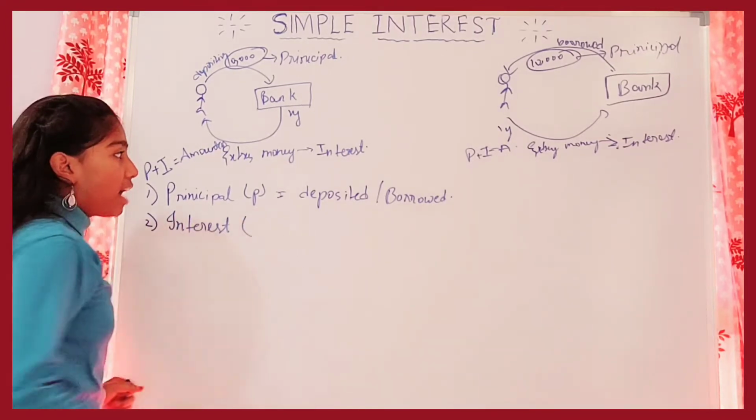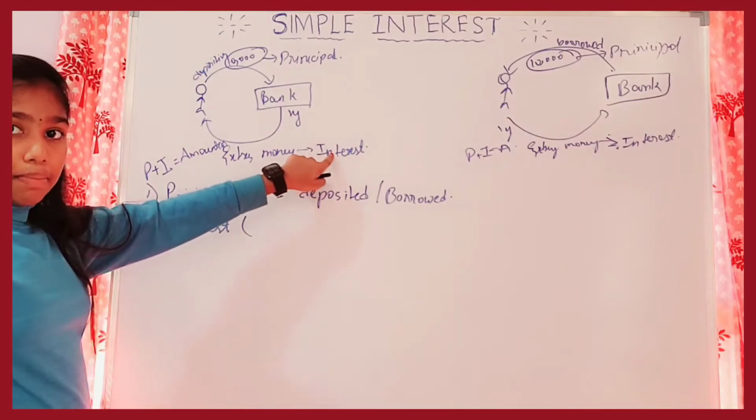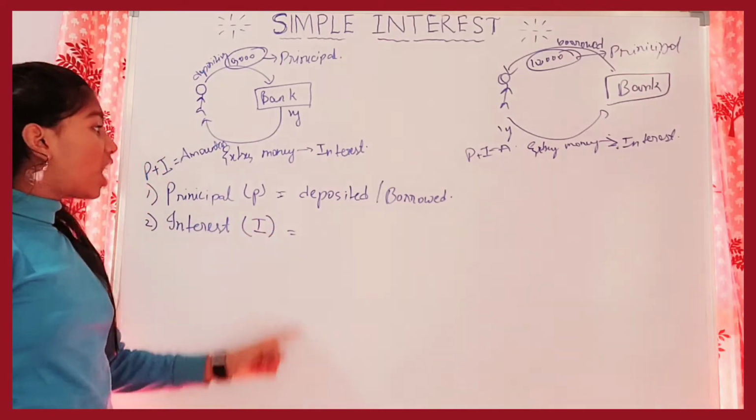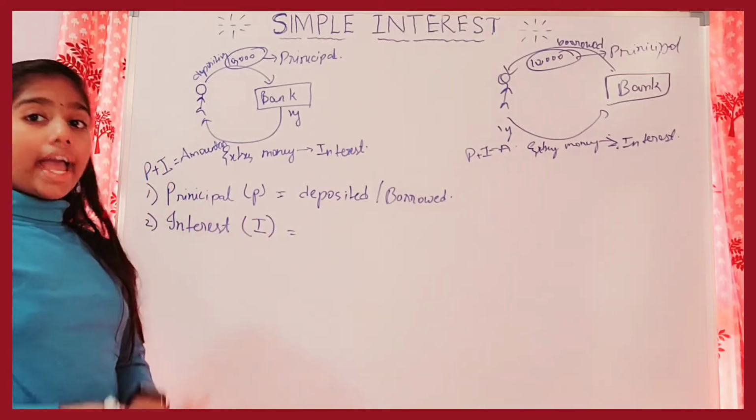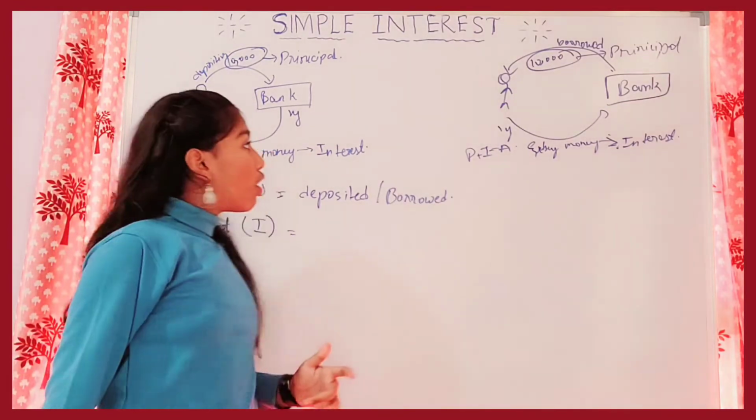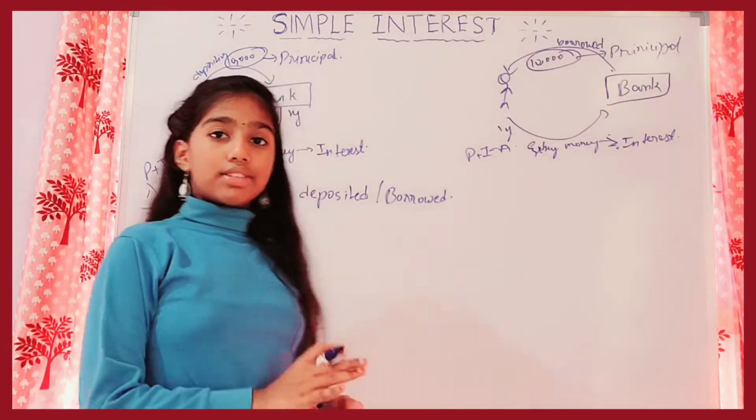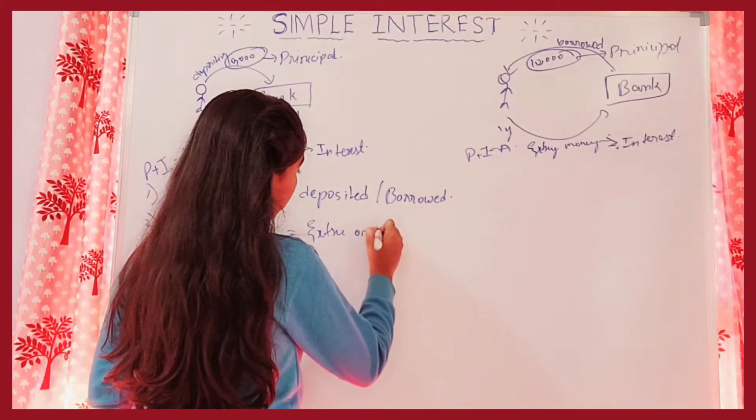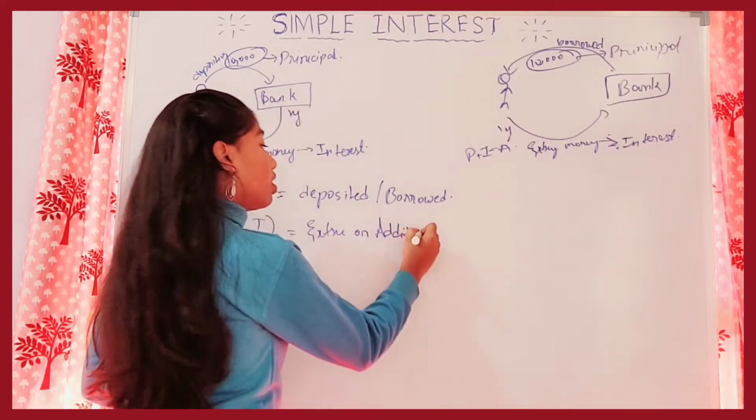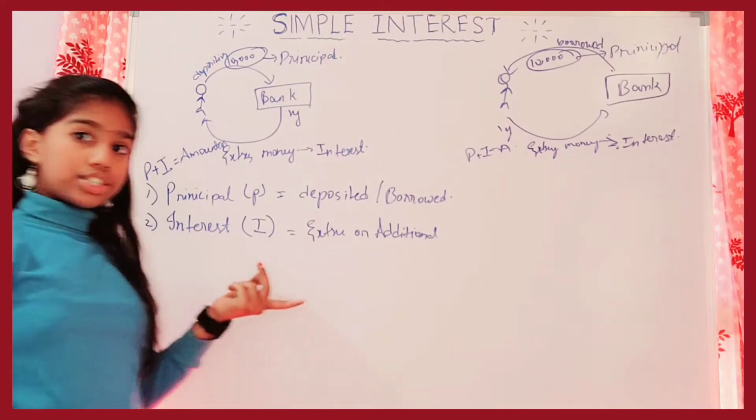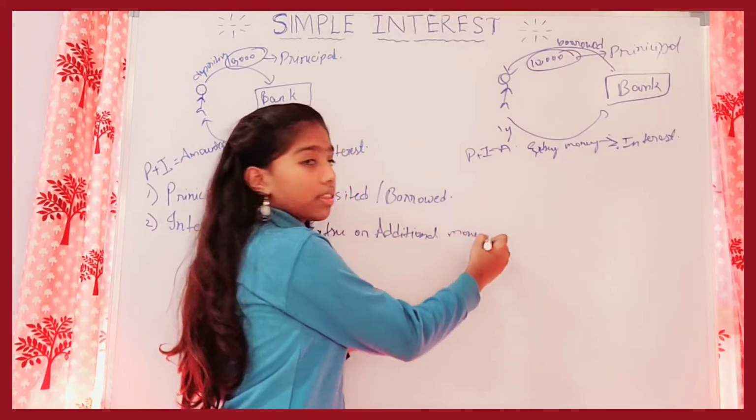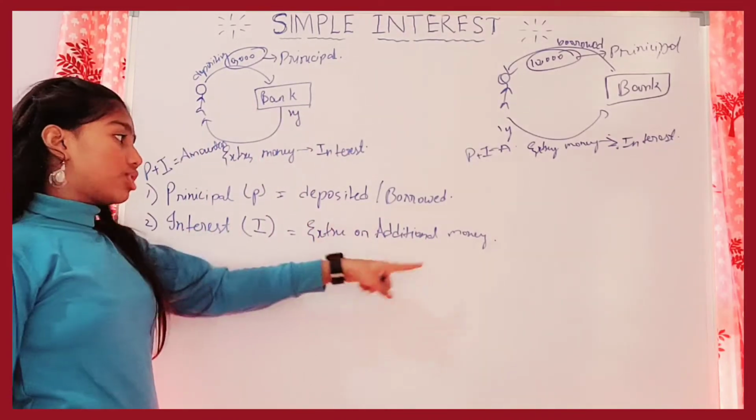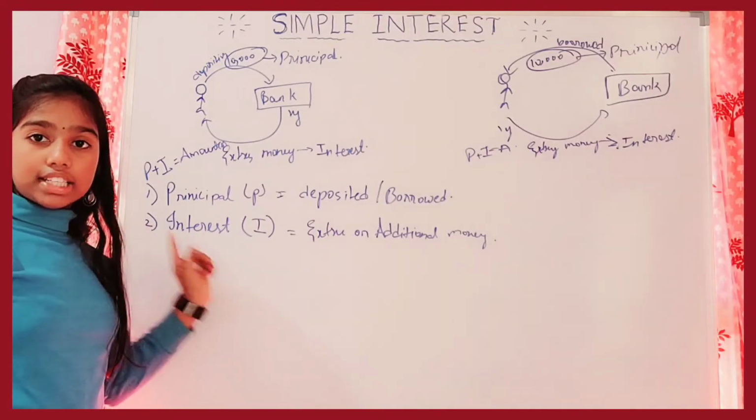So interest is denoted by I. Now this interest means extra money or some additional money. Extra or additional money is called the interest, and interest is denoted by I.